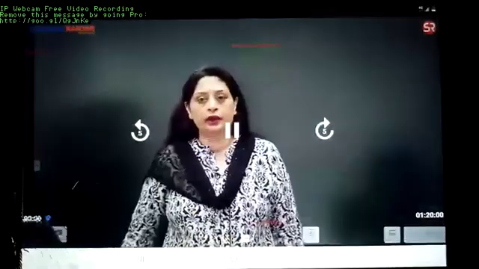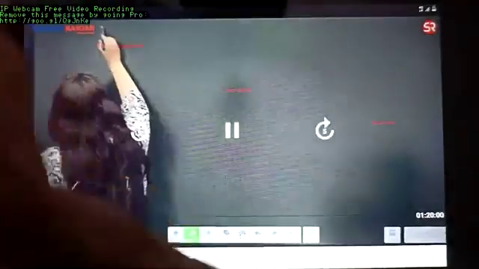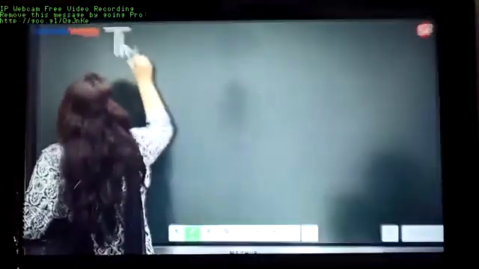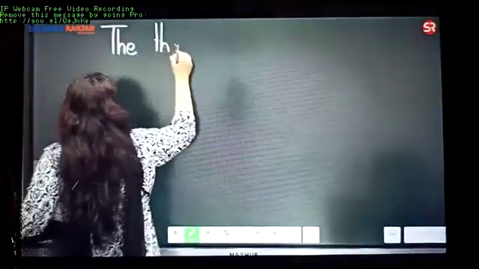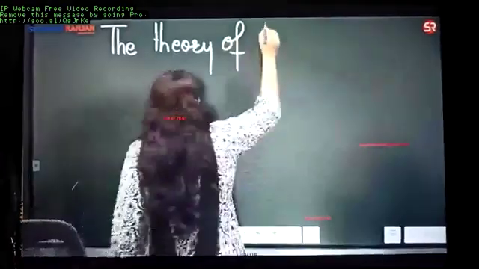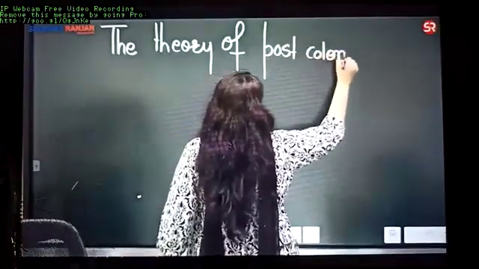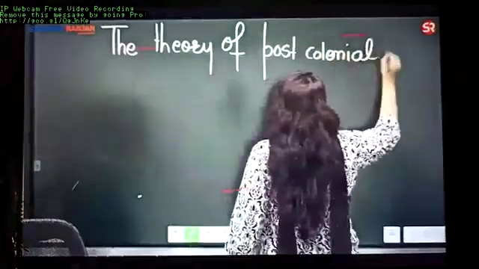Hello friends, in the last class we did different theories of the state. Today, the last theory of state is the post-colonial state, or we will do the theory of post-colonial state.